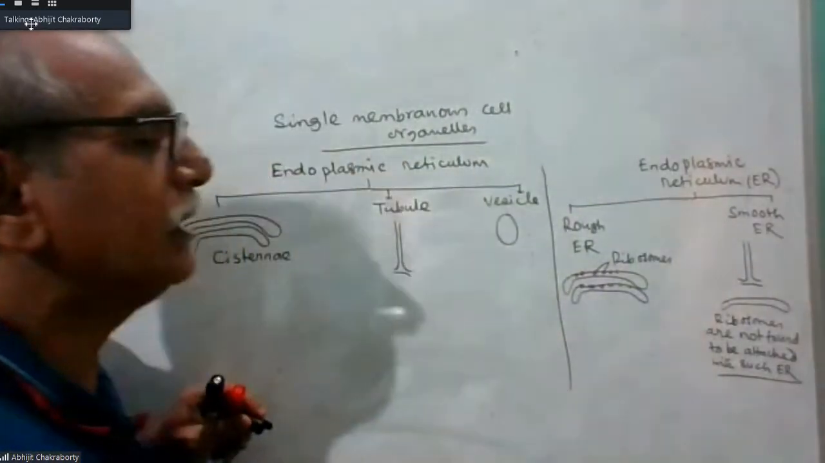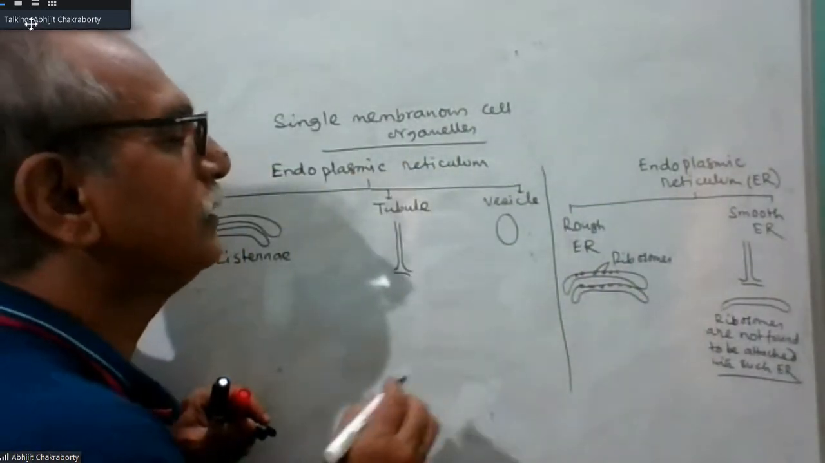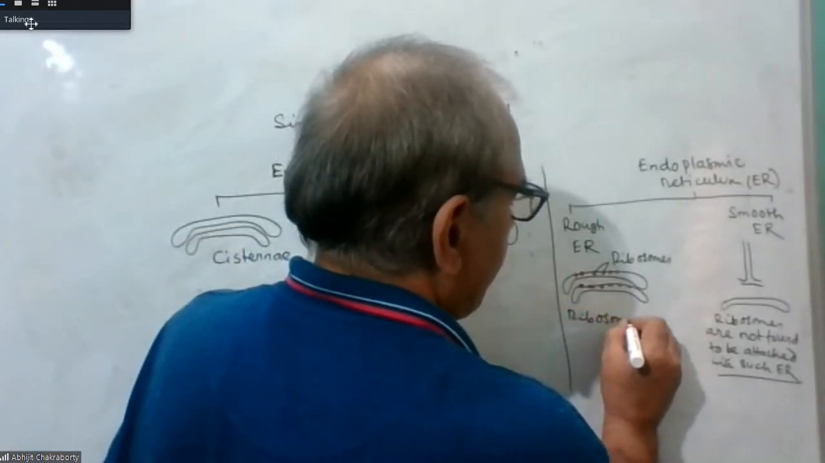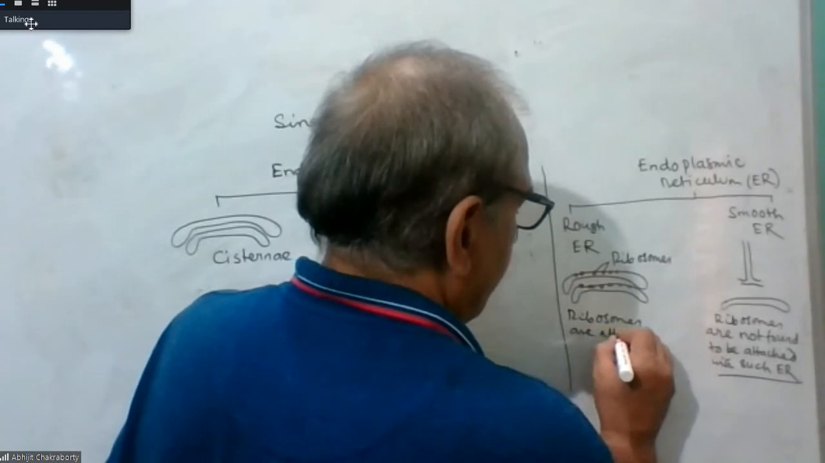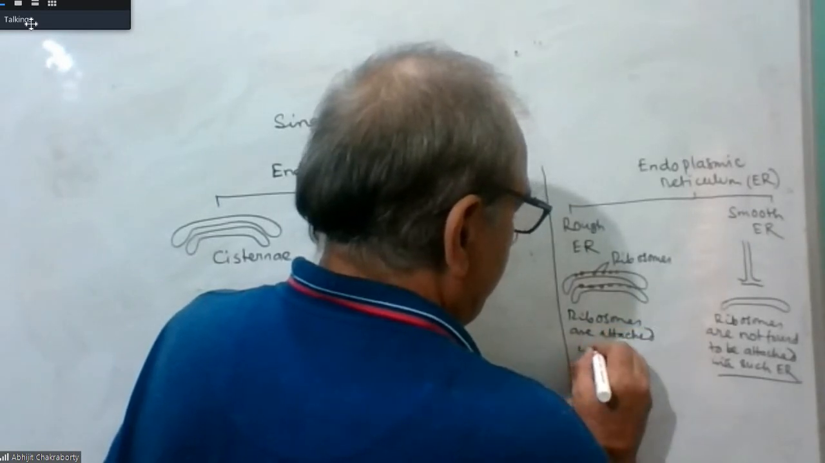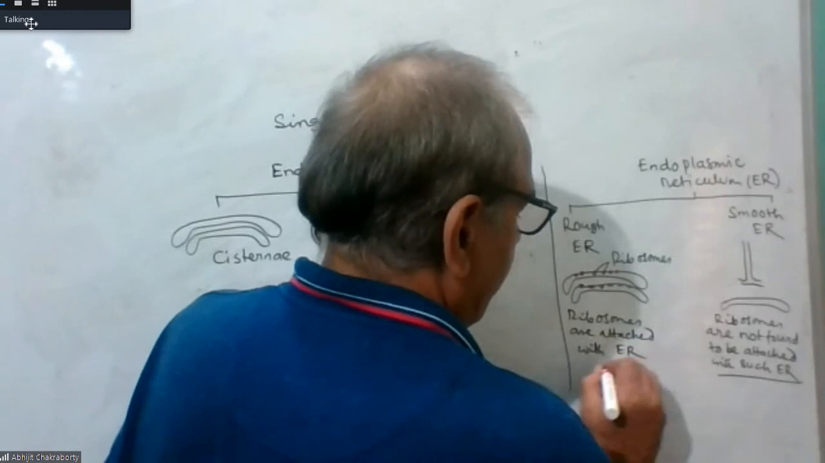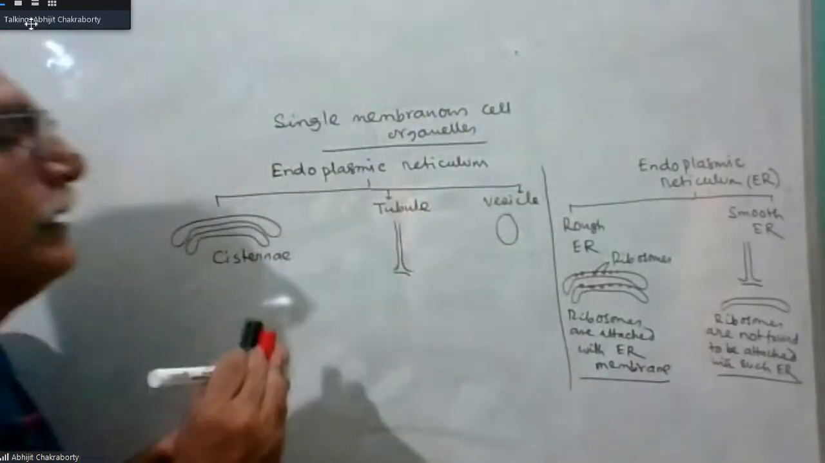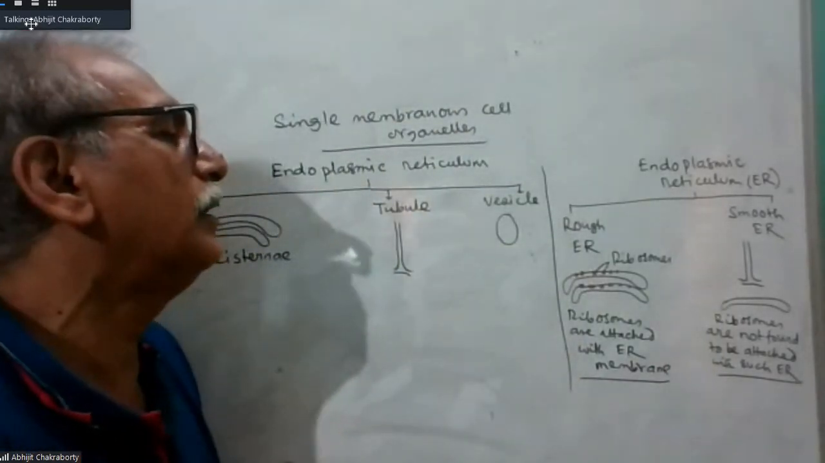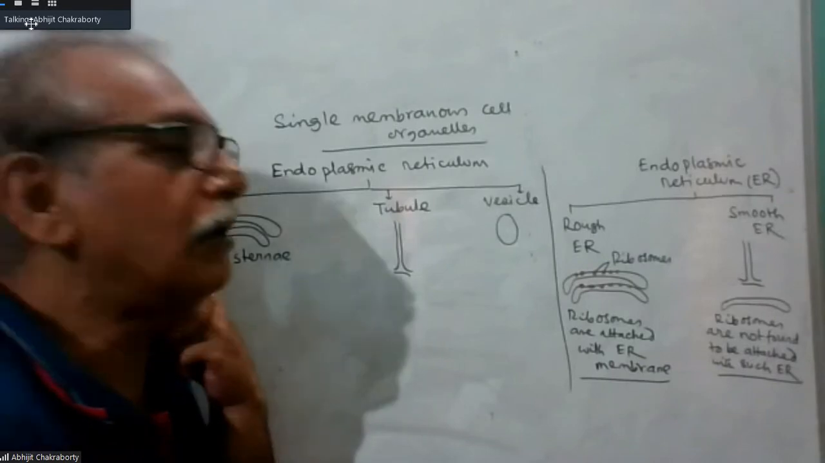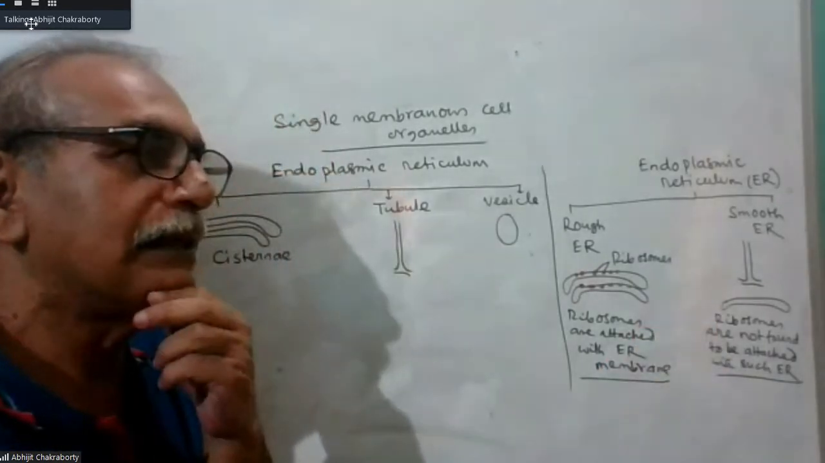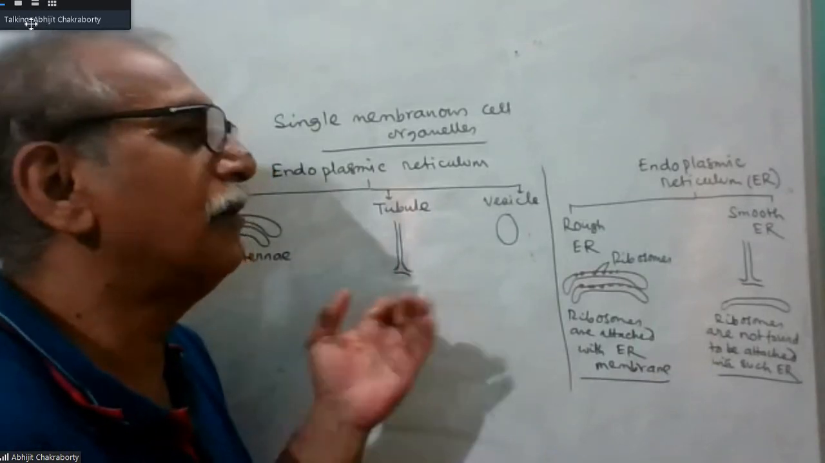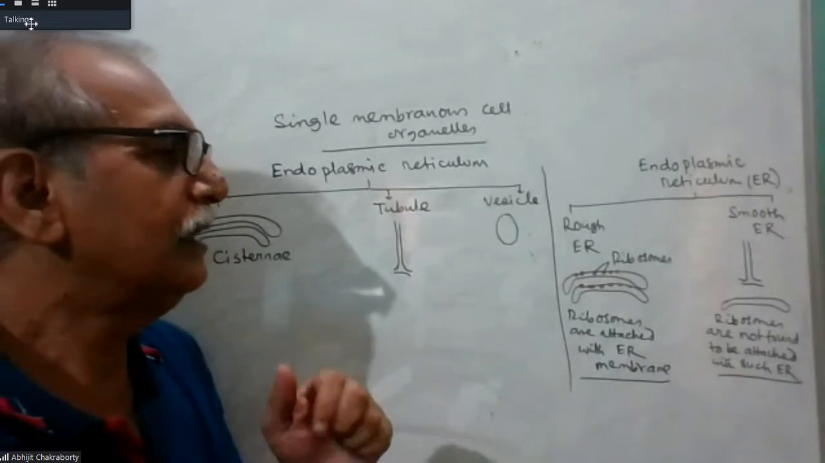Ribosomes are not found to be attached to such ER. Here ribosomes are attached to the ER membrane. As ribosomes are attached, that's why it is called the rough ER. As ribosomes are not attached, it is called the smooth ER. Is it clear to you? The terms rough ER and smooth ER are used depending on whether ribosomes are attached or not.